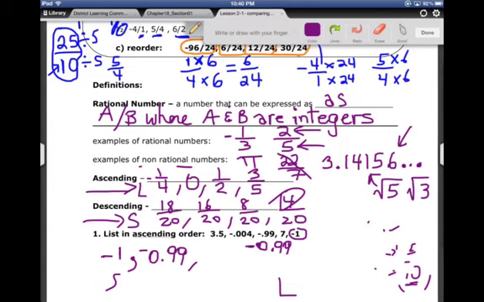Okay, so I like to cross them out as I go along. This is just a little bit on the left of 0, so negative 0.004. Next value, 3.5 is smaller than 7, and then we have 7. Okay, not too bad.